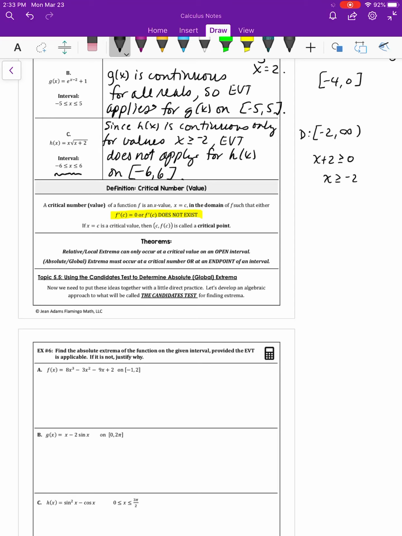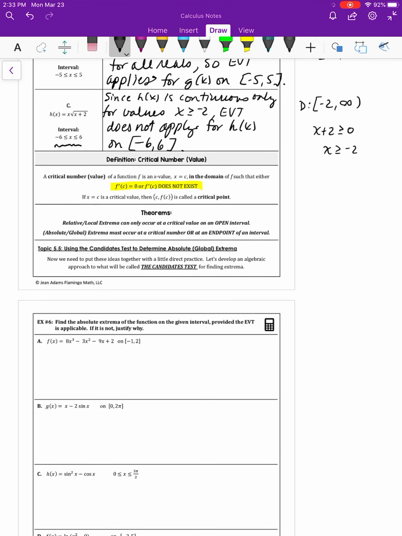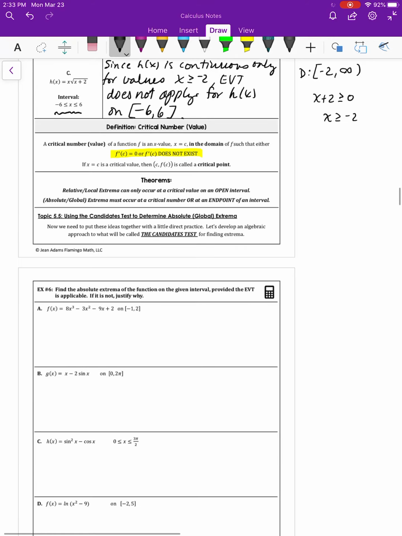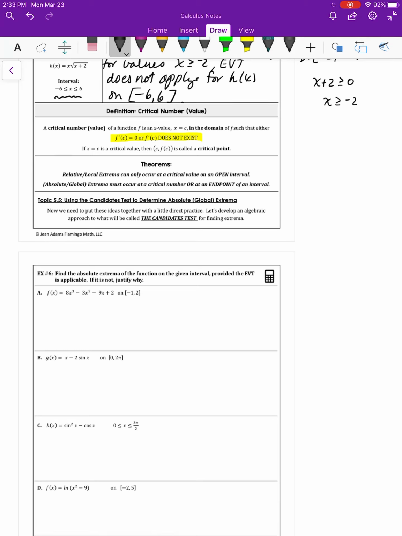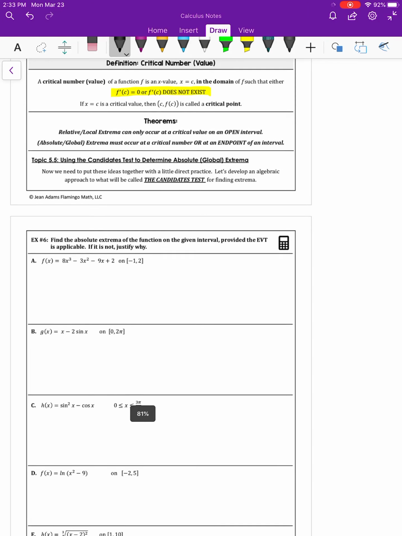And so, theorem: relative local extrema can only occur at a critical value on an open interval. So, absolute extrema must occur at a critical number or at an endpoint of an interval. And then that leads us into using the candidates test to determine absolute global extrema. So now we need to put these ideas together with a little direct practice. And we're going to develop an algebraic approach to what is called the candidates test for finding extrema.